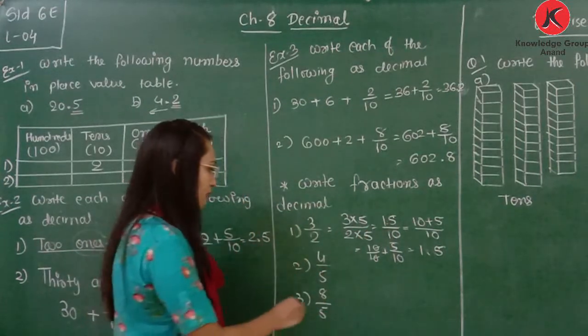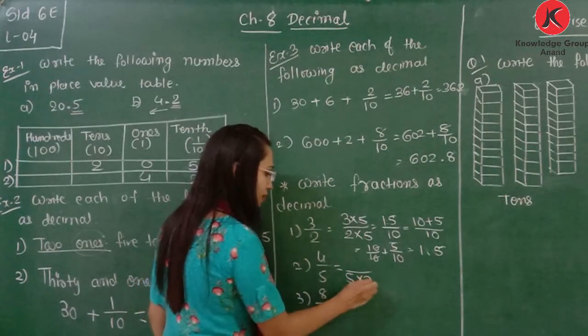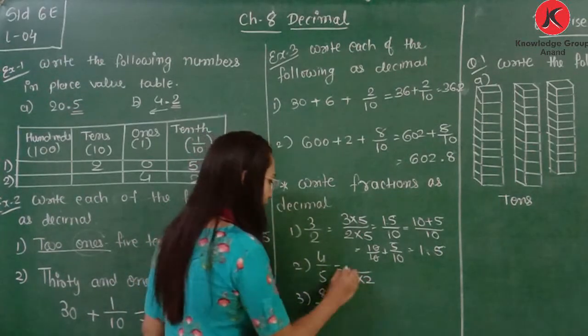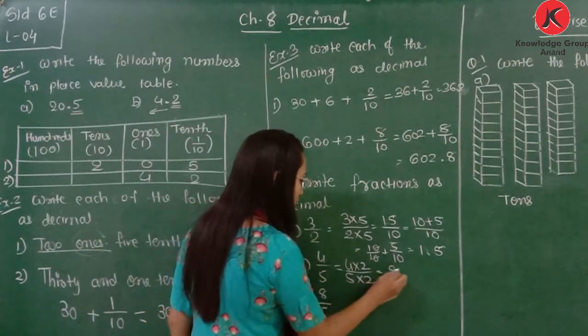Clear? Now next one, 4 by 5. 5 is multiplied with 2 to get denominator 10, and 4 is multiplied with 2. So we get 8 by 10.